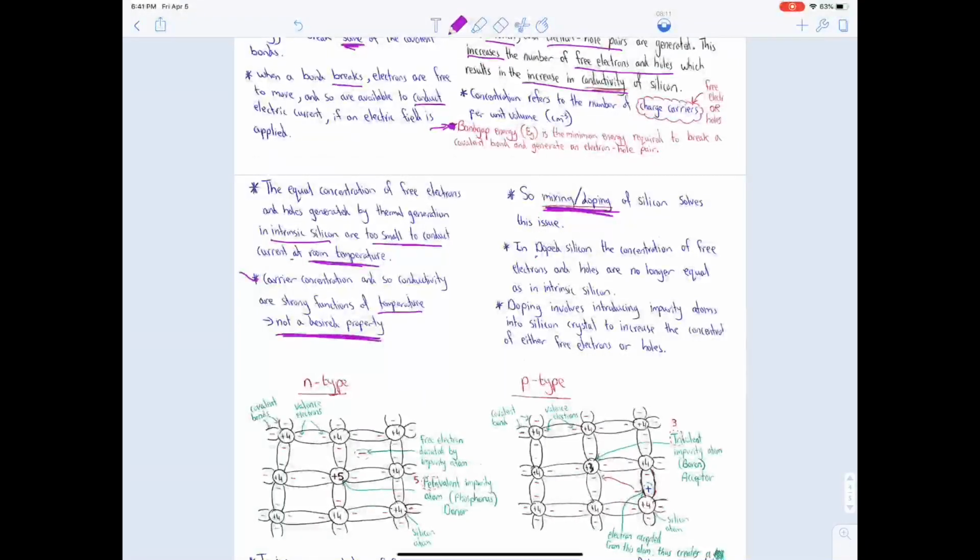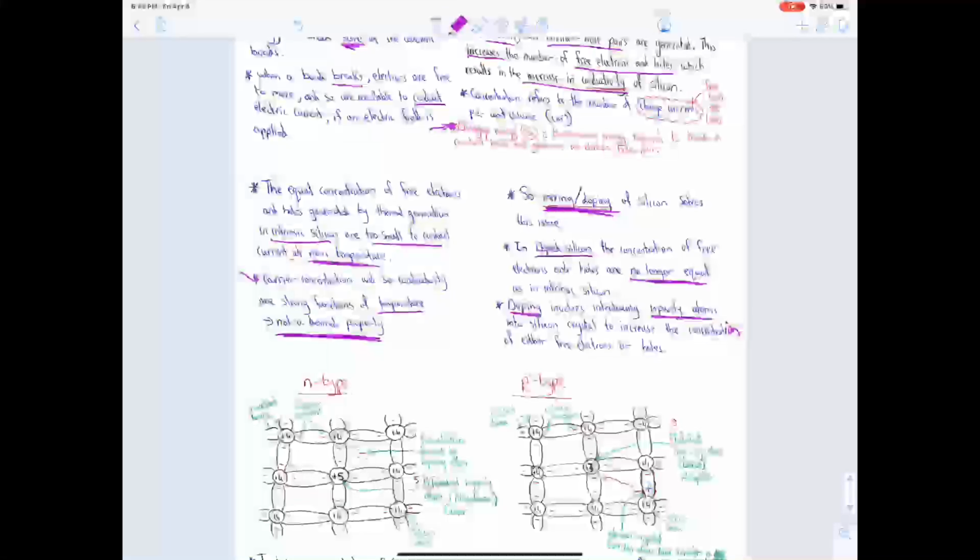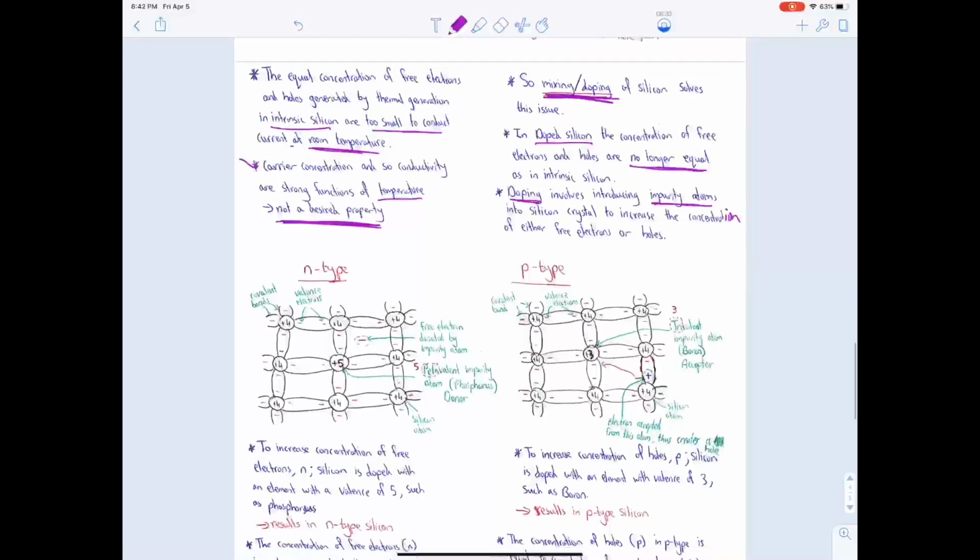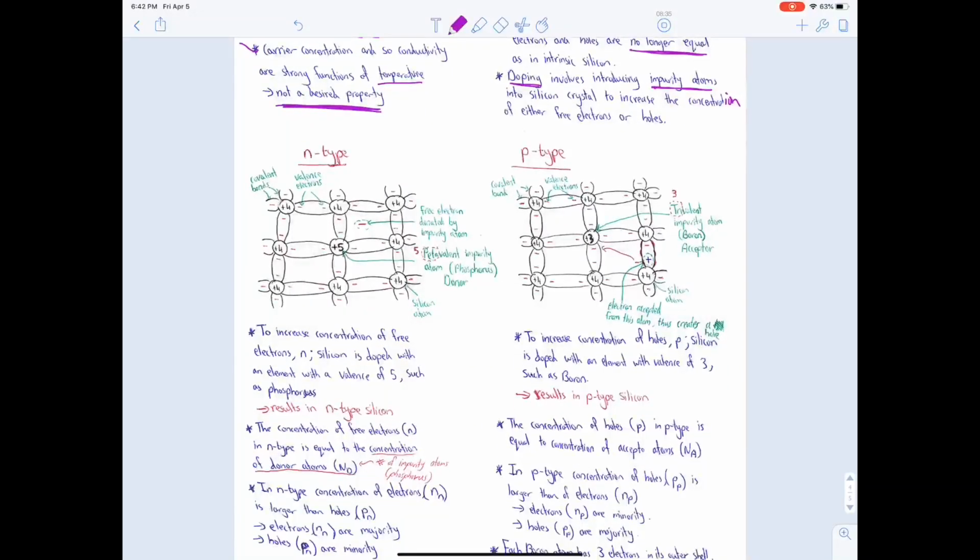In doped silicon, the concentration of free electrons and holes are no longer equal as in intrinsic silicon. Doping involves introducing impurity atoms into the silicon crystal to increase the concentration of either free electrons or holes. Now, let's see what kind of atoms we should introduce to dope the silicon. There are two atoms you can dope into the silicon. One of the atoms is phosphorus, the other one is boron.